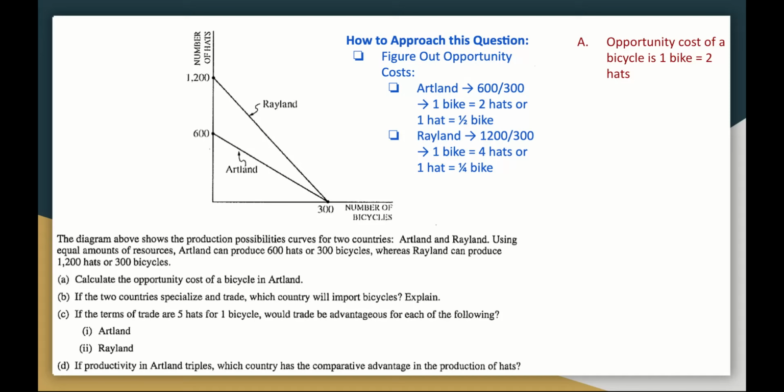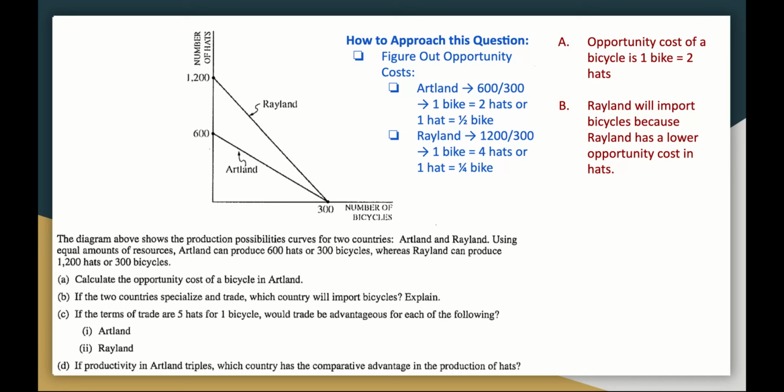Well, whoever has the lower opportunity cost is going to do it. Rayland has a lower opportunity cost. They will import bicycles because they have a lower opportunity cost. For them, when Rayland makes a hat, they give up a quarter of a bike. When Artland makes a hat, they give up half a bike. So it makes sense for Rayland to import bikes because they're not giving up as much when they make hats instead of bikes. So they're going to import bikes and export hats.